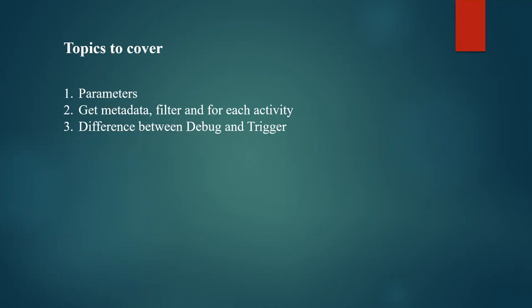By the end of this session, you will get to know what are parameters, how to use parameters, what is getMetadata activity, what is filter activity, what is for each activity, how can we use all these activities, and also we will see the difference between debug and trigger. While running a pipeline, till now we have used a debug option. We also have an option called trigger. How this trigger option works, we'll also cover that. We'll cover all those things today.